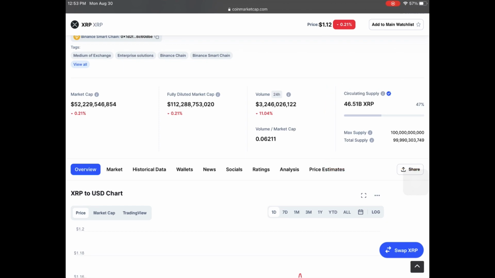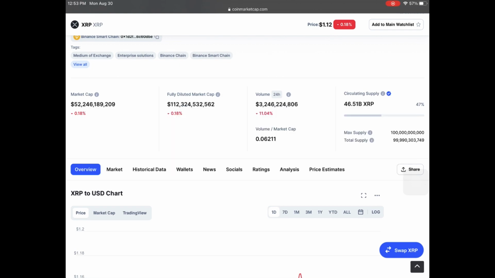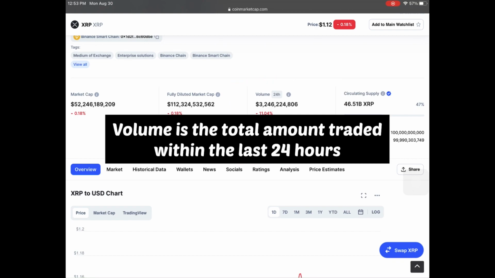Then, total supply naman, ang difference niya with max supply is, sa max supply, ito yung kabuuan. So, lahat-lahat ng XRP na pwedeng mag-exist is 100 billion. On the other hand, total supply naman is yung total amount of coins na nag-exist currently minus the coins that have already burned. Okay? Then, volume is yung total amount na tinrade within the last 24 hours.